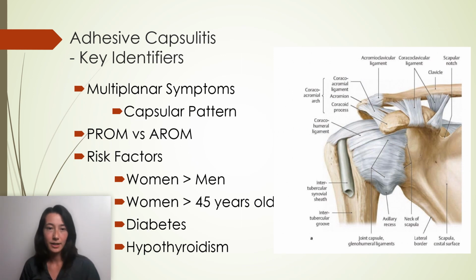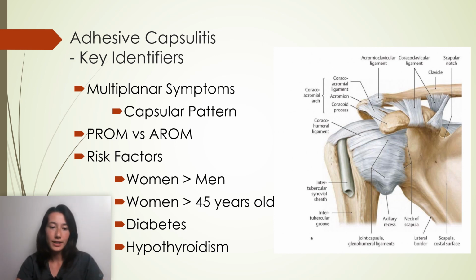Some key identifiers. Multiplanar symptoms. Unlike other shoulder diagnoses that may present with impairments in just one or two planes, adhesive capsulitis affects the entire joint capsule. As a result, all motions in all planes, not just one or two, are all affected. So think about abduction, flexion, external and internal rotation, scaption, etc. They are all limited. Given that frozen shoulder is an issue with the joint capsule, we should also consider capsular patterns. The capsular pattern for the shoulder joint is, from most to least affected, external rotation, abduction, and internal rotation.